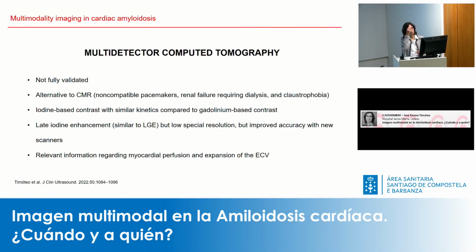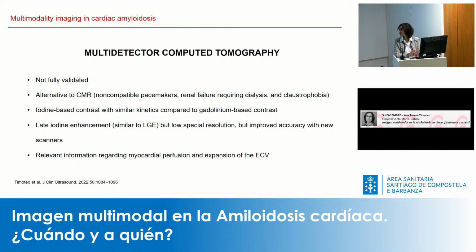Finally, multi-detector computed tomography is not yet fully validated for clinical practice in the context of cardiac amyloidosis. However, today it can be used as an alternative to CMR, particularly in patients with contraindications such as non-compatible pacemakers, renal failure requiring dialysis, and claustrophobia.